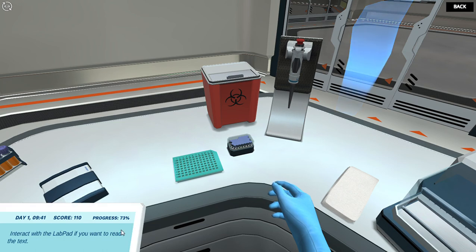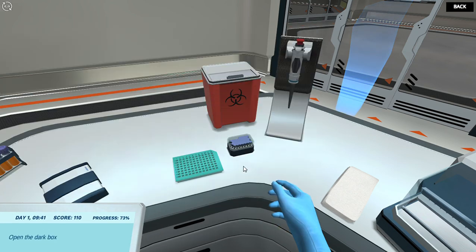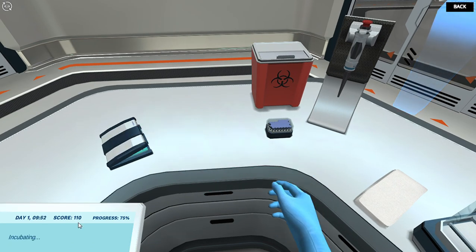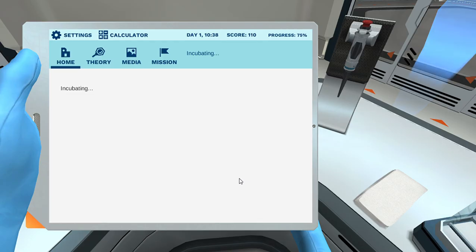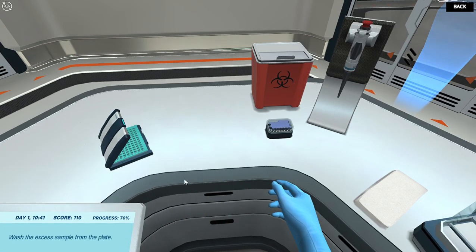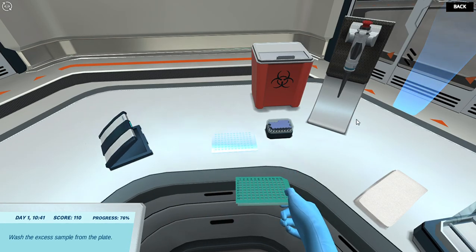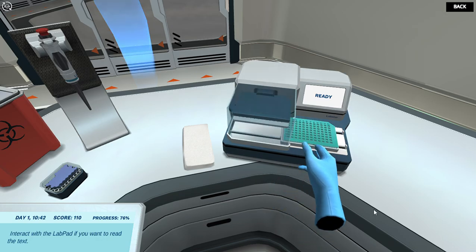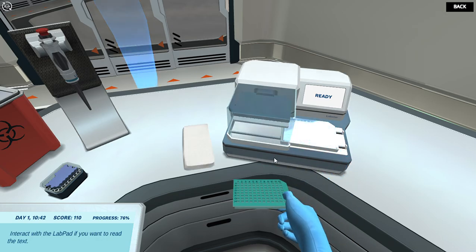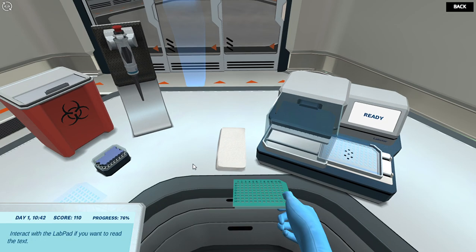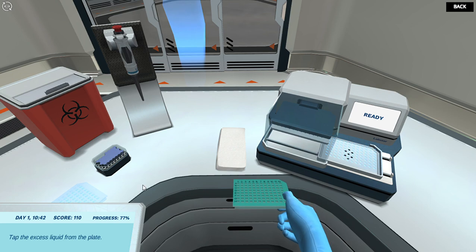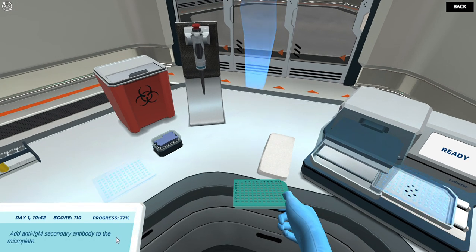I'll finish duplicating your additions if you can open the dark box. I'm all done. Place the microplate in the dark box. Open the dark box. Wash the excess sample from the plate. Looking clean. Now we just need to remove any remaining wash buffer from the plate before continuing with the last two antibody additions. Tap the excess liquid from the plate. Add anti-IgM secondary antibody to the microplate.